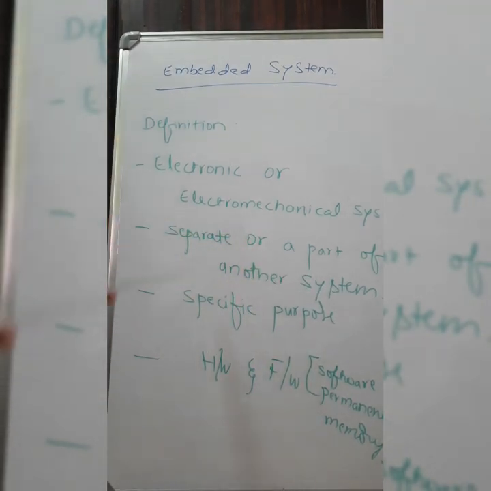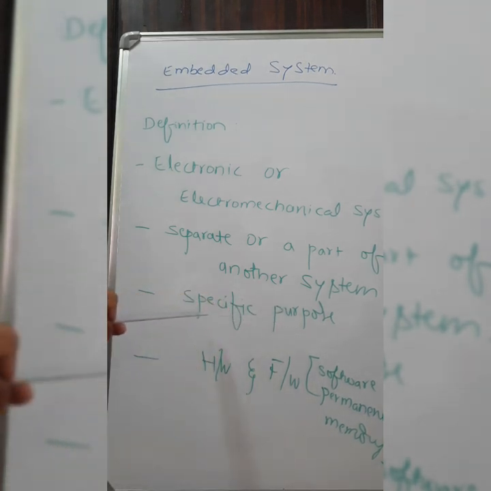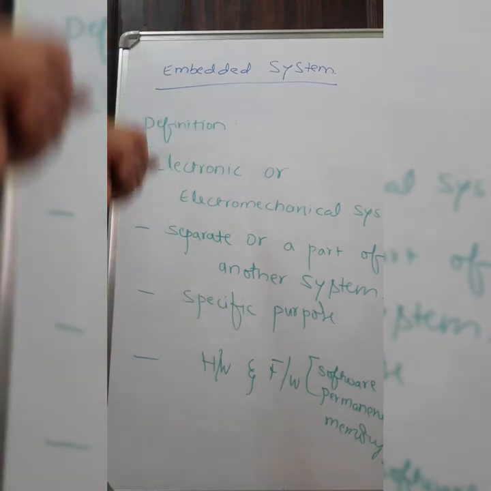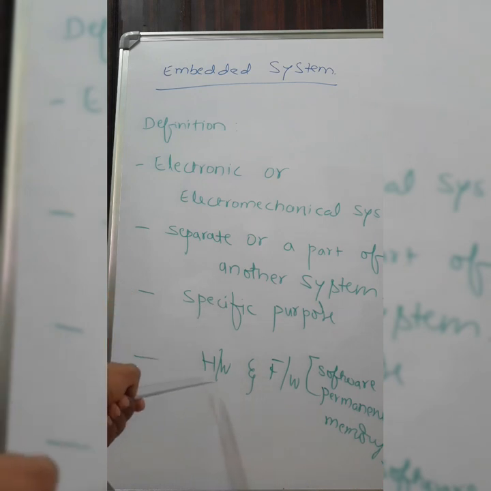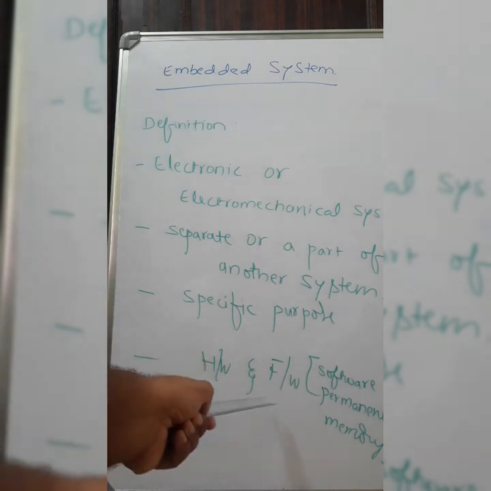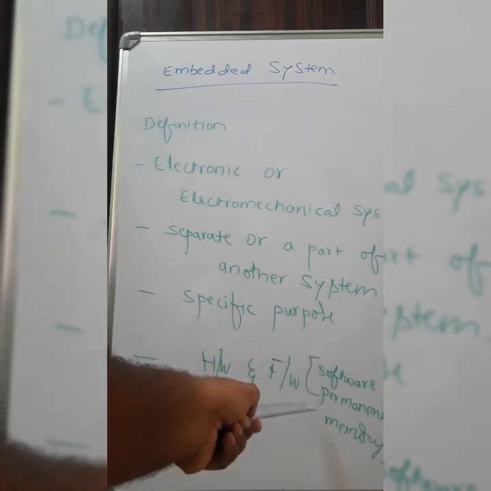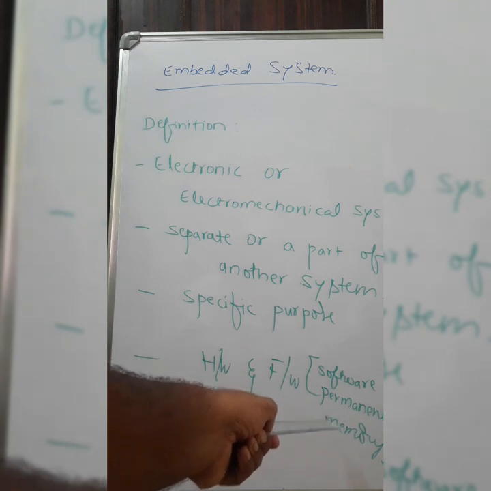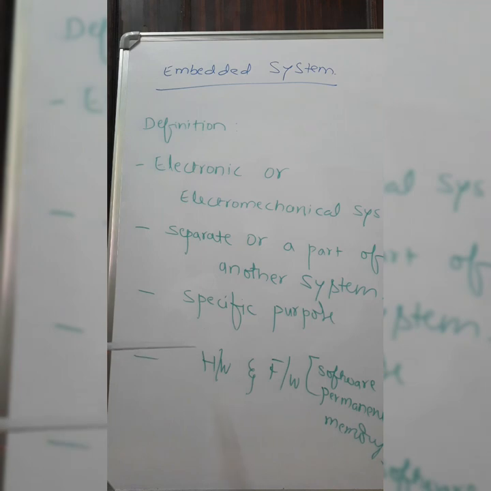Then it is defined for a specific purpose. That means there will be one single purpose for which embedded system will be designed. And it is the combination of hardware and the firmware. What do I mean by firmware? It is the software being burnt into a permanent or a non-volatile memory. That is the definition of an embedded system.